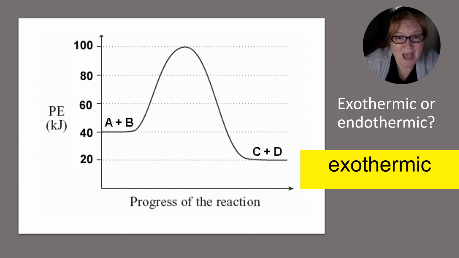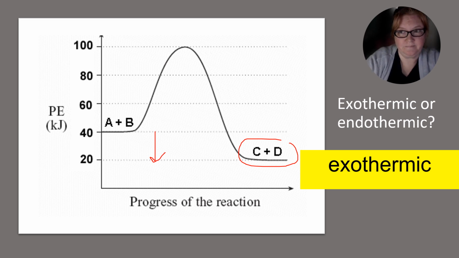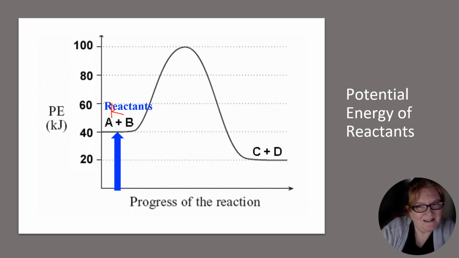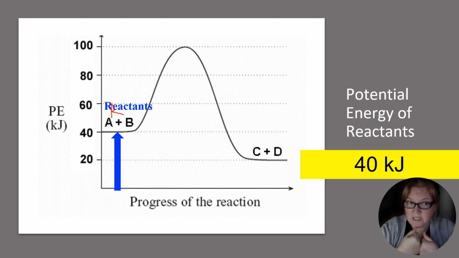Yeah, it's exothermic. How do I know? The products are lower. It goes down, okay? What would the potential energy of the reactants be? Well, where are the reactants? Over here, right? So it would be 40 kilojoules, yes.